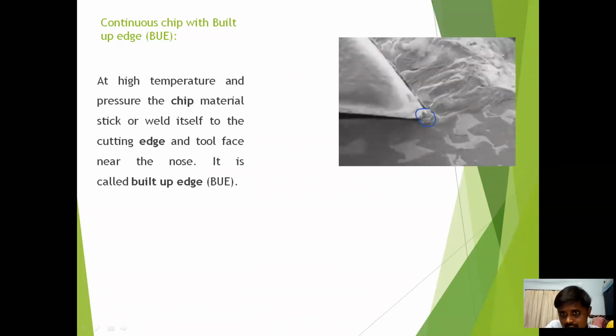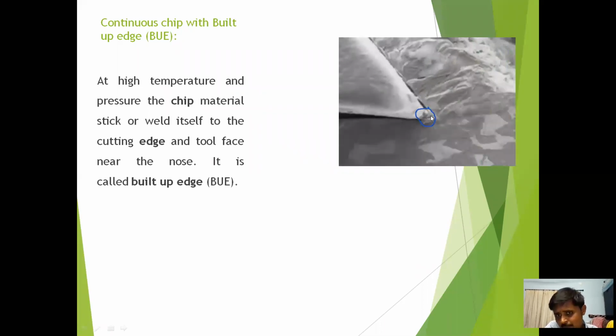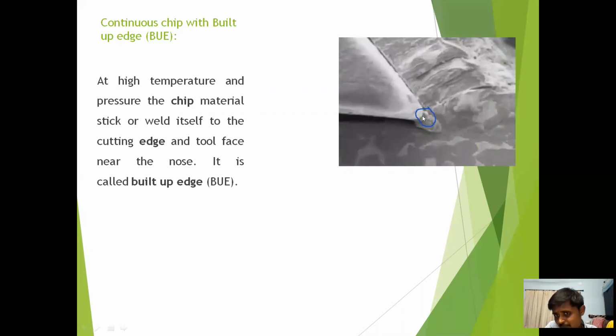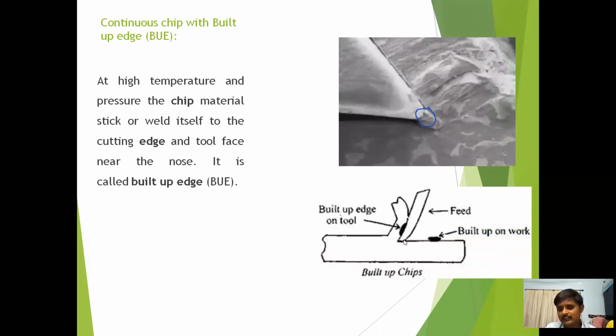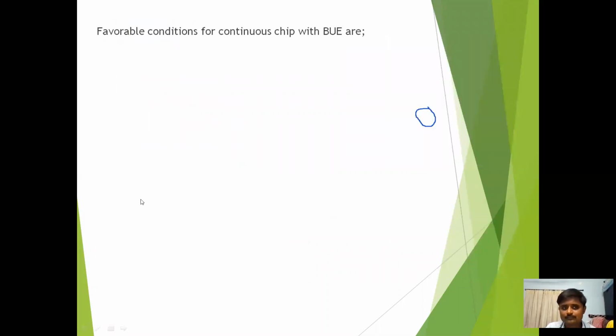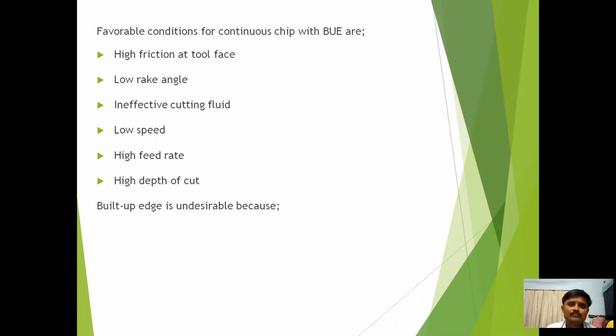Observe here. When the chip is flowing, some portion of the metal is going to stick to the cutting tip. So this is called a built-up edge. Like this, these are called built-up edges. We'll see what the favorable conditions for the continuous chip with built-up edge are. High friction at the tool face, low rake angle, ineffective cutting fluid, low speed, high feed rate, and high depth of cut. These are some favorable conditions for the continuous chip with the built-up edge.